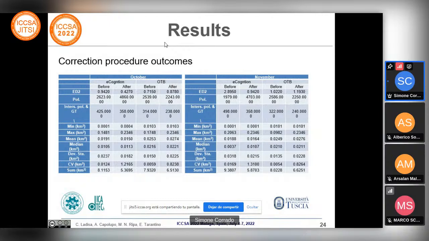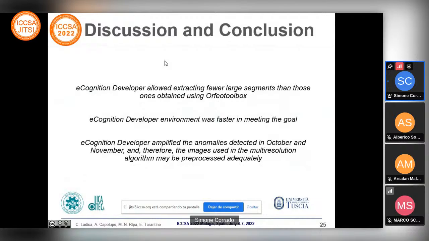Polygons intersected with ground truth decreased both in Cognition and OTB. Area statistics show an increment of the median value in Cognition Developer for November and a decrement of the standard deviation value. This suggests that a lower number of small segments can be detected. In conclusion, Cognition produces more polygons than OTB, and consequently the intersection with ground truth samples was higher, even though the area sum was higher in the OTB case.